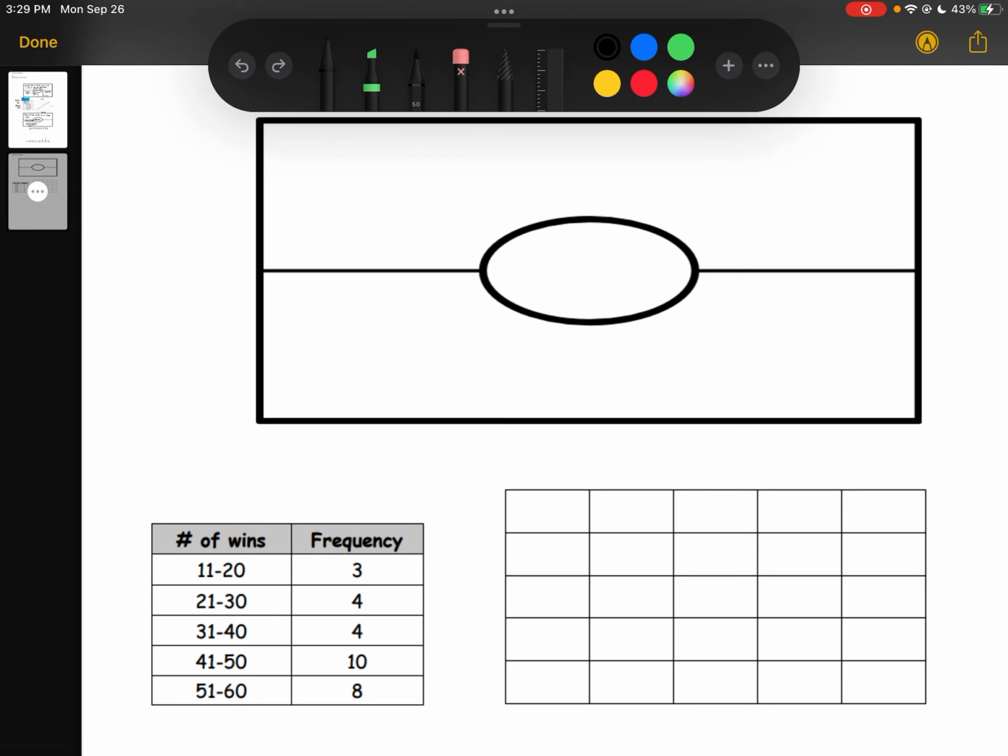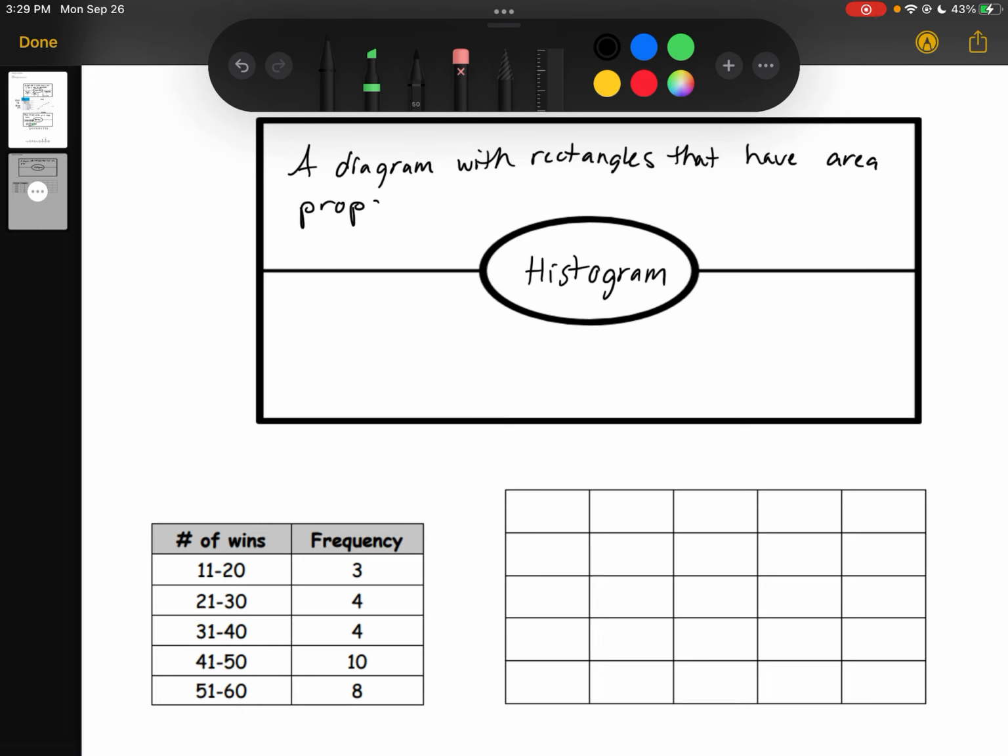Our last one here for today is a histogram. So for a histogram, this is a diagram with rectangles that have area proportional to the frequency.